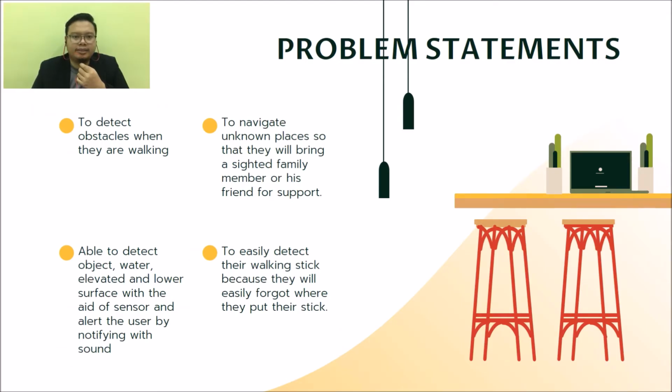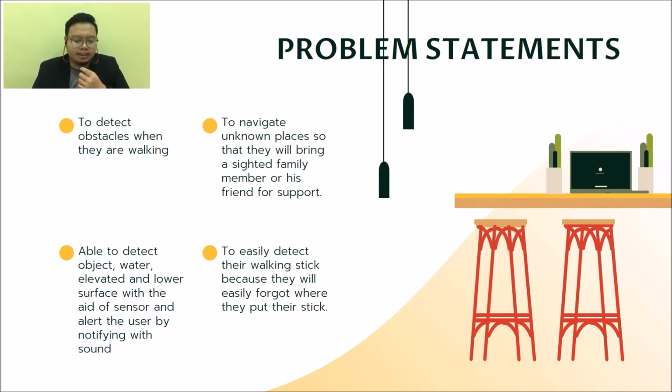The second subchapter of the introduction is the problem statements. We can see that this smart walking stick is produced to detect obstacles when the visually impaired person is walking. And then the smart walking stick also functions to navigate unknown places, so that they will not need to bring a sighted family member or friend for support.